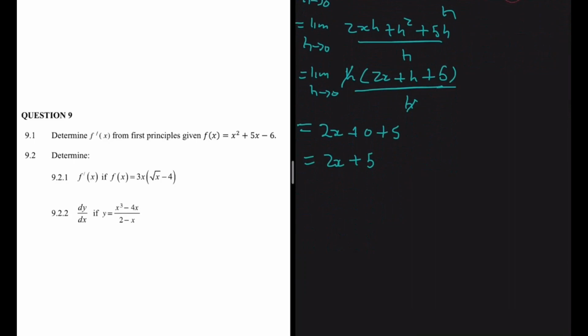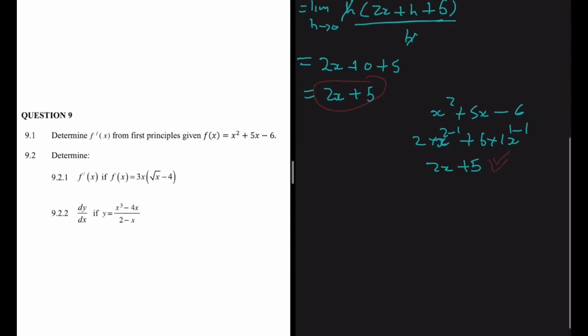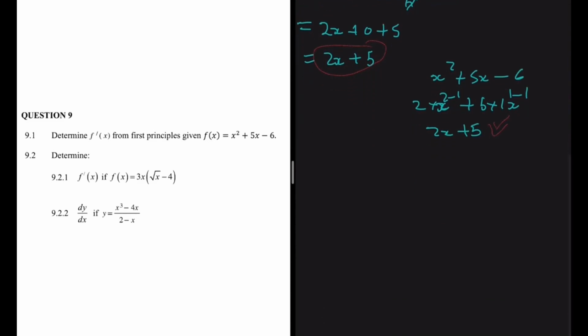If you want to prove whether this is true or not, you use the power rule, right? If we use the power rule on x squared plus 5x minus 6, we're going to get 2 multiplied by x to the 2 minus 1, plus 5 multiplied by 1 times x to the 1 minus 1, right? And then 6 is a constant, so it's just going to fall apart. So we end up with 2x plus 5, and that should tell you that what you did is correct. And now let's do 9.2.